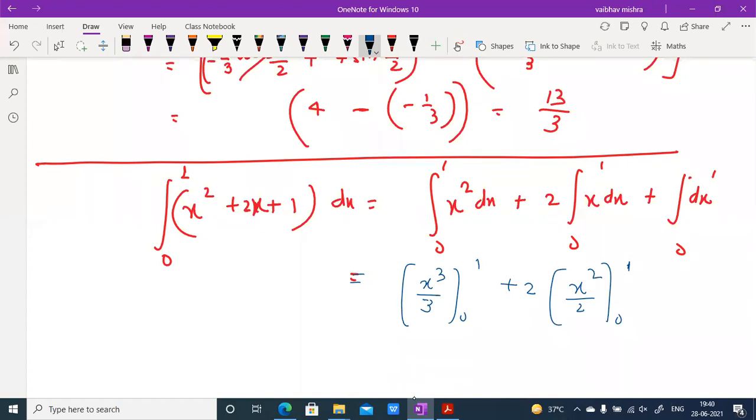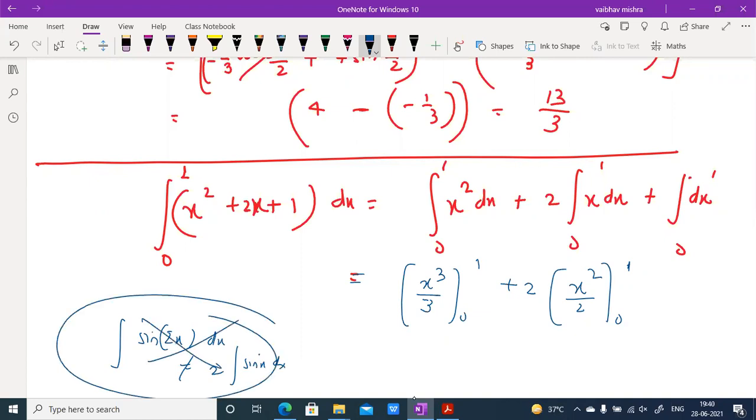Coefficient would have been when it is inside any other function like log 3x, sin 3x, cos 3x. This 2 is a free coefficient. You can take it outside the integral directly. But if it is like integration of sin 2x, this 2 you cannot take outside. You cannot write it as 2 into integration of sin x dx. Okay, right? Yes, sir. Dx integration is x. Apply limit from 0 to 1.